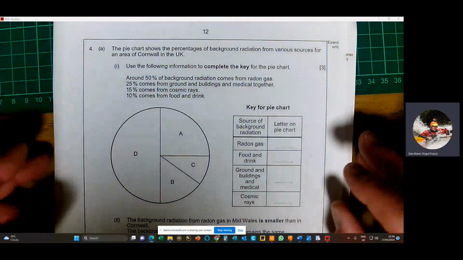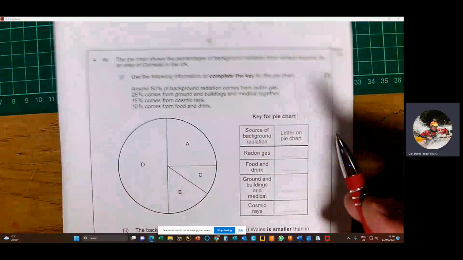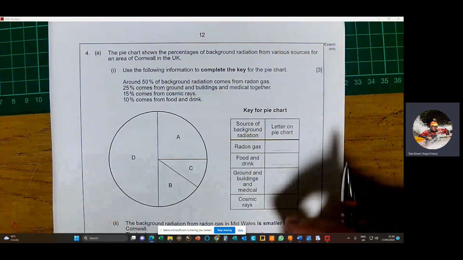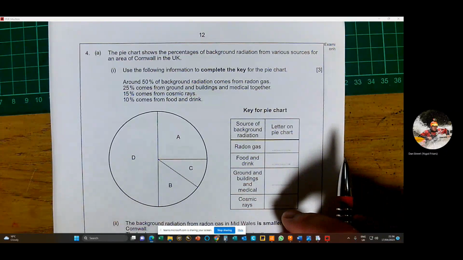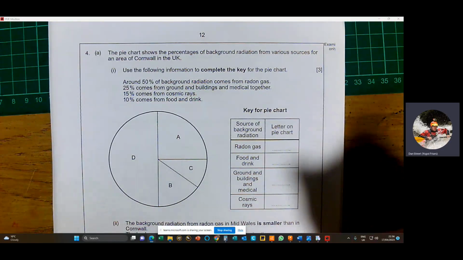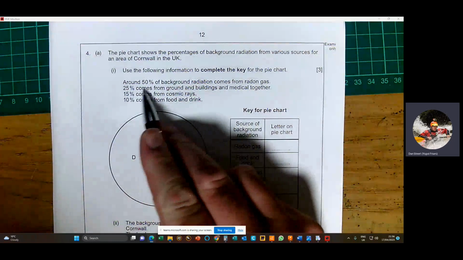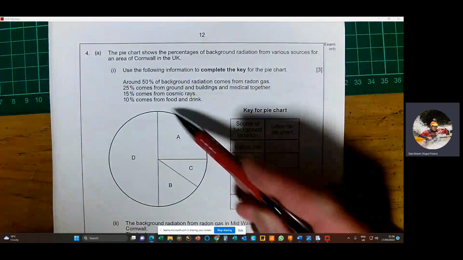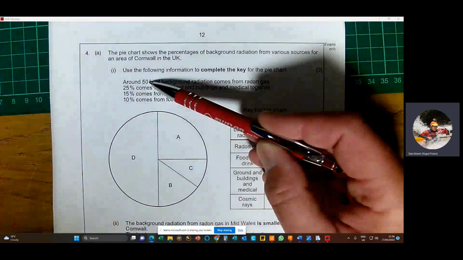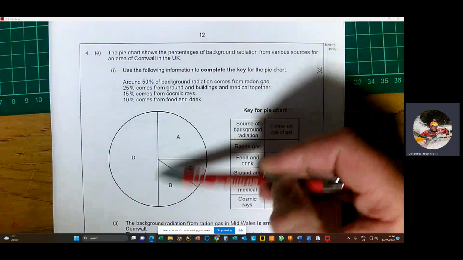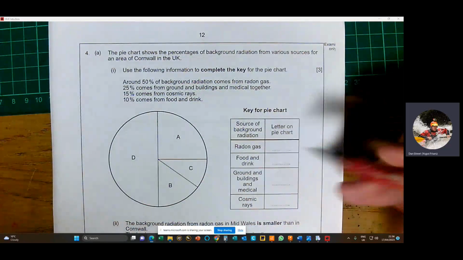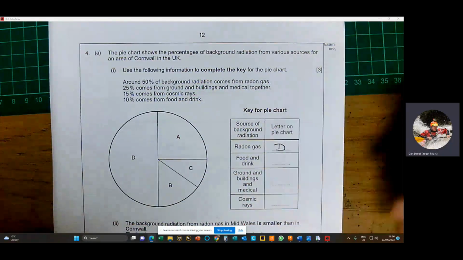Okay, so this is the foundation paper question number 4. The pie chart shows the percentages of background radiation from various sources for an area of Cornwall in the UK. Use the following information to complete the key for the pie chart. So around 50% of background radiation comes from radon gas. So if we have a look at the pie chart, we can see that 50%, which of course is half, is represented by this area here labelled D. Okay, so the radon gas is letter D.